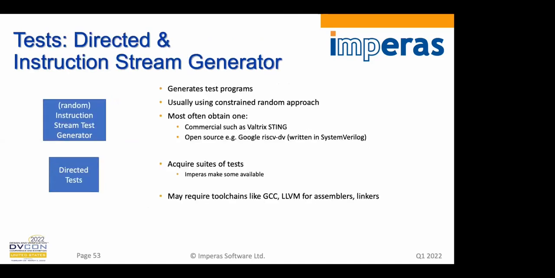Second thing is the tests and the stream generators. Obviously, they interface because there's a standard ELF file or binary file that they'll use. You're going to use tool chains like GCC or LLVM to get them up and running. Yes, you're going to have directed tests, and you might acquire those, or you're going to use a constrained random test generator. You could use a commercial one such as Valtrix, Sting, which I'll talk a little bit about later, I hope, if I get time, and also the Google instruction stream generator RISC-V DV, which is a SystemVerilog open source one.